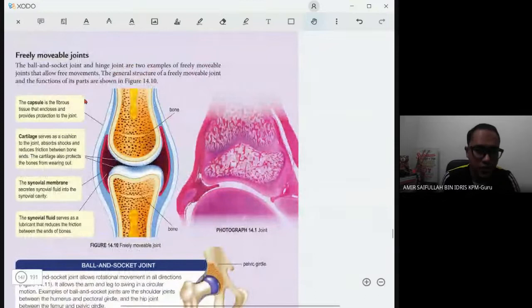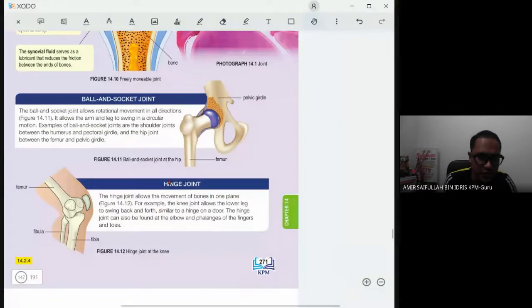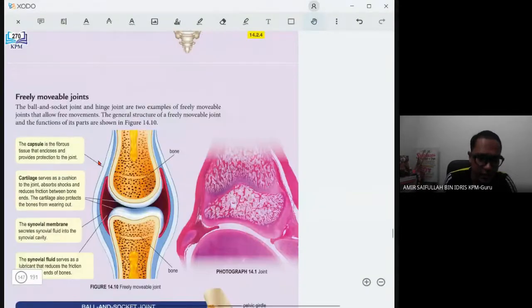Okay, so the freely movable joints, as what you can see just now, you have the ball and socket and also hinge joints. This one you can read later, as what I explained in the video just now. At your bone, actually, you have a capsule. The bone at your elbow, at your patella, they have a capsule. Capsule is the fibrous tissue that closes and provides protection to the joint inside here.